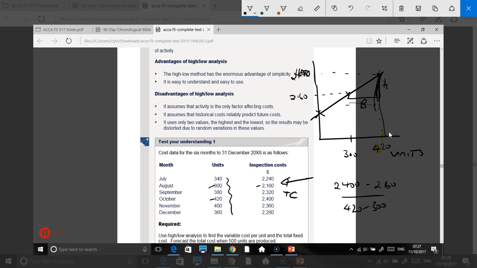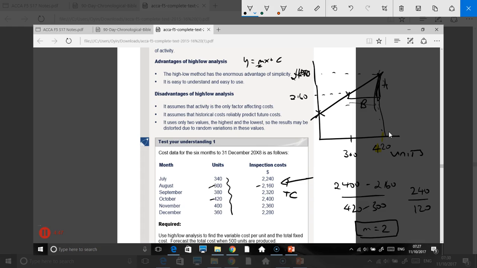And I believe this is 240 divided by 120. And that means that my variable cost, according to my equation, y is equal to nx plus c, I'm looking for n fundamentally. n is equal to 2. My variable cost is £2.